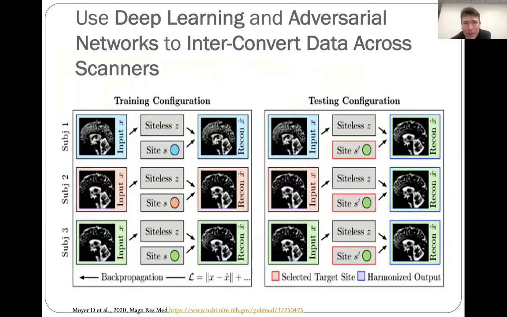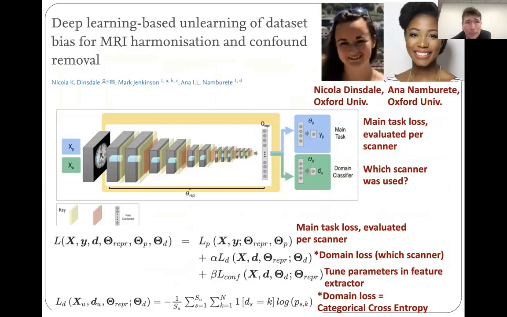And this results in a really, really nice approach that produces siteless predictors, predictors that don't depend on the site where the data was collected. But then in the testing configuration, you can recombine it with a site code to actually reconstruct an image as if it had been collected not on your scanner, but on a different one.